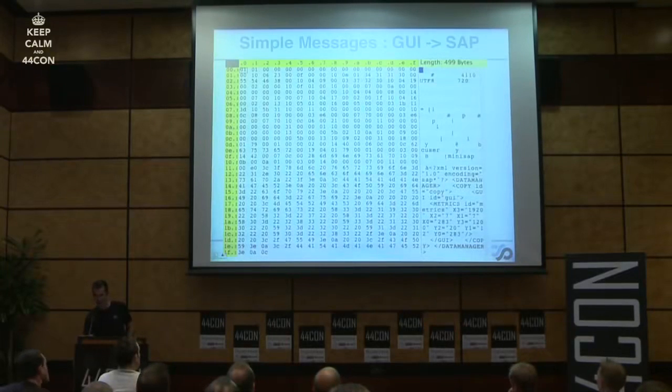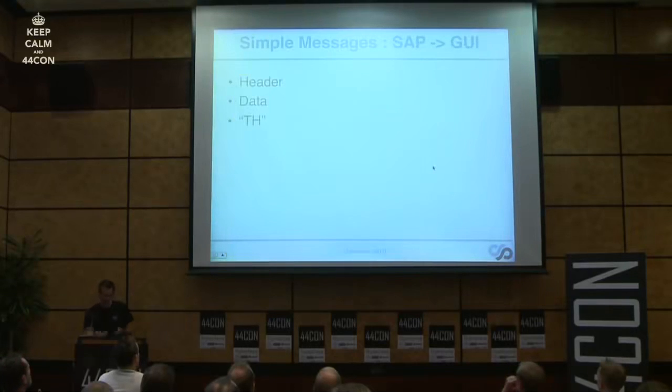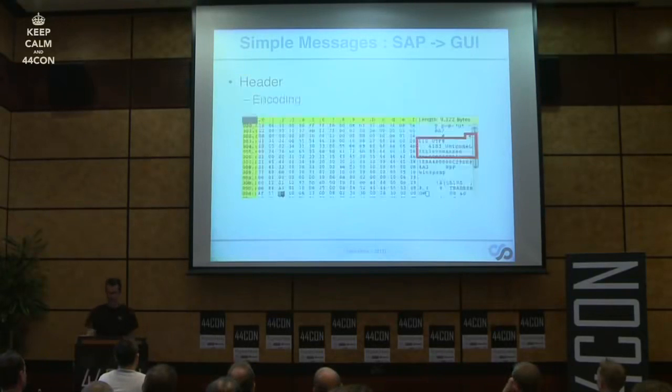We've got the encoding versions, and over here we've actually got dialog input fields, and then finally an XML stream defining the screen metrics. From the SAP server to the GUI, there's a bunch of stuff. There's a header, there's data, and then finally something called TH. The header once again contains encoding.